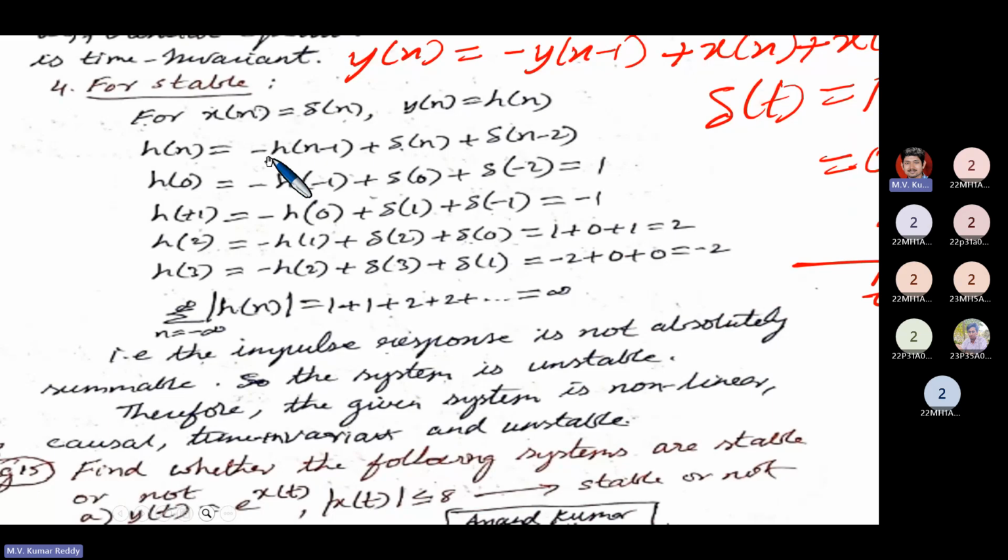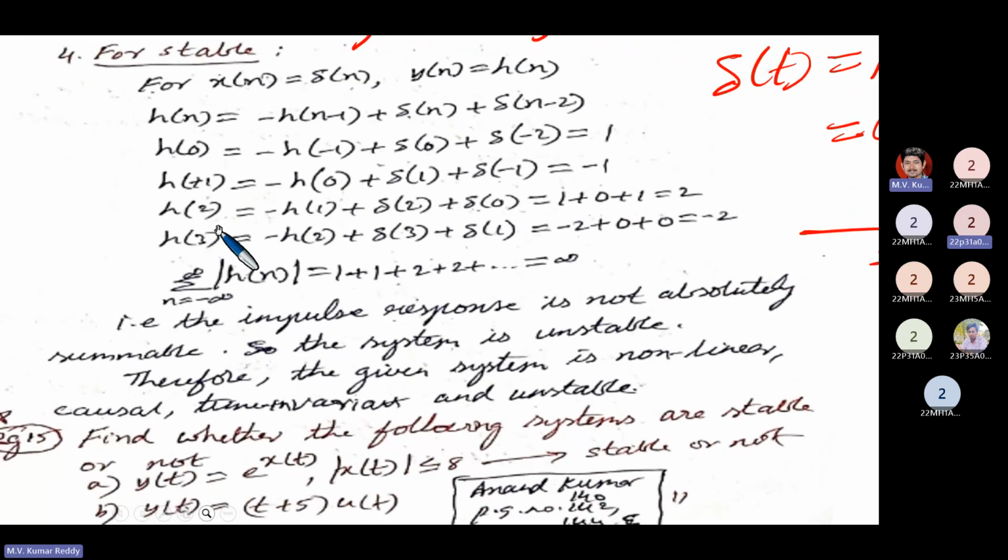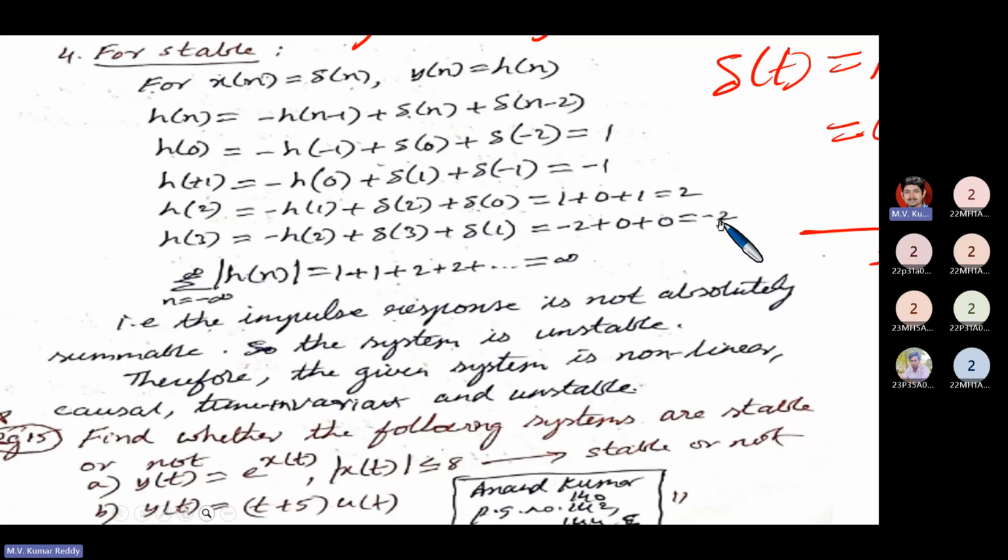Next, put n is equal to 3. Here 3 minus 1 is 2, and 3 minus 2 is 1. Now what is the value of h of 2? Already we have h of 2 value as 2, so that is minus 2. Plus delta of 3, which is 0, and delta of 1, which is 0, since only delta of 0 is equal to 1 and other than that the value is 0. So minus 2, 0, 0, that is minus 2. Now up to infinity we have to do like this.